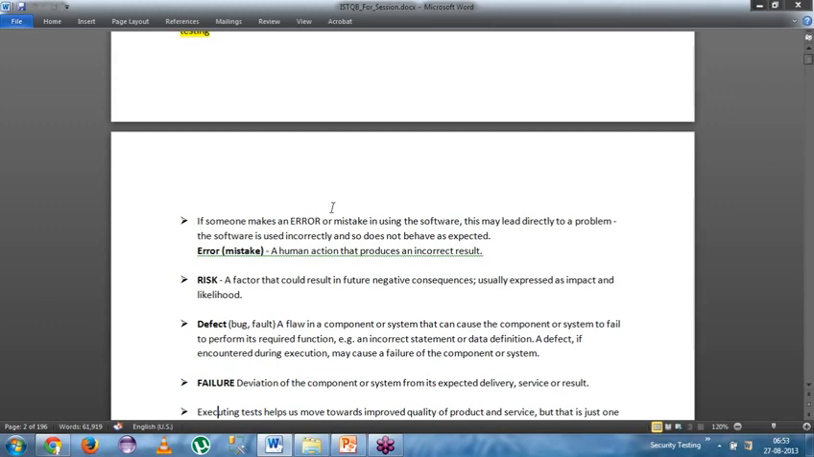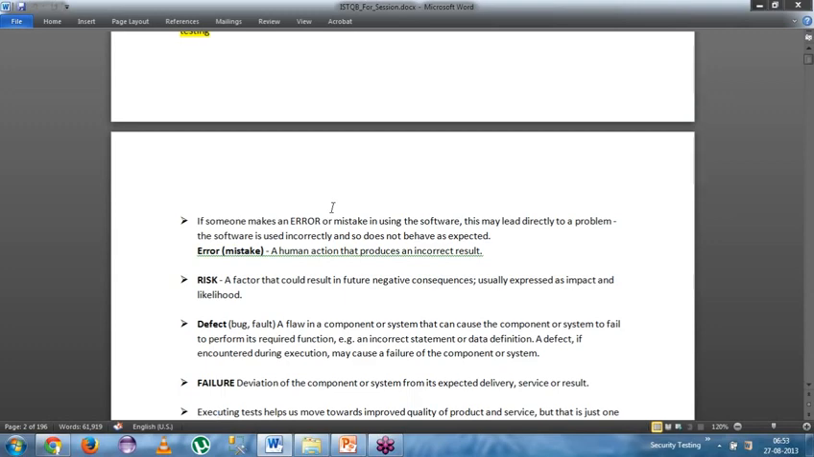Alright. So error, a human action that produces an incorrect result. For example, your developer has not developed a particular piece of software correctly, or a tester didn't test a particular scenario, or a business analyst, or it can be an architect issue. An architect has not designed a particular component. A mistake made by a human action that produces an incorrect result leads to an error or mistake.